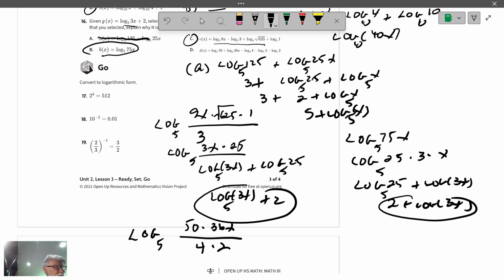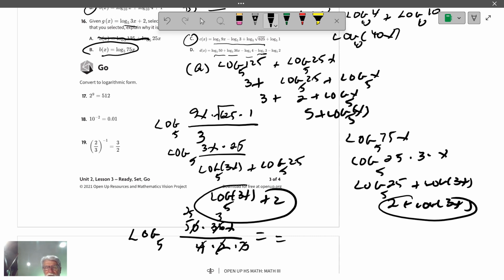Okay. So I get everybody: the log of 50 is in the numerator, 36 is in the numerator, and the 4 and the 3 and the 2 are in the denominator. All right, so let's do some canceling here. The 2 divides into the 50 25 times. The 4 times the 3 is 12, so that divides into 36 3 times.